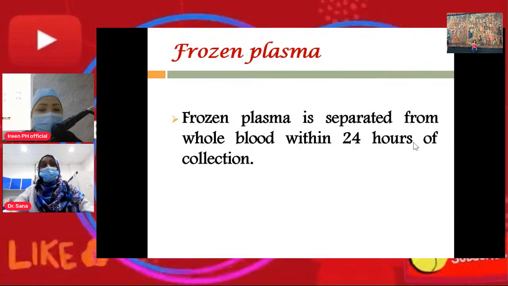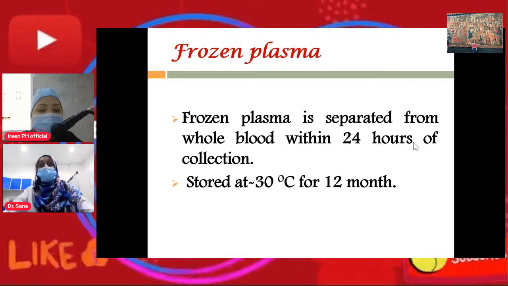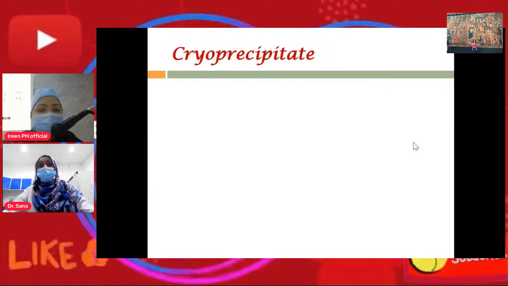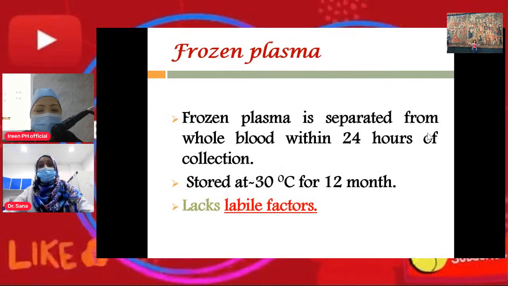Fresh frozen plasma is prepared from whole blood within 6 hours of blood collection. It is prepared from whole blood by single heavy spin or double centrifugation to prepare platelet at the same time. Stored at minus 30 for 1 year. Frozen plasma is separated from whole blood within 24 hours of collection, stored at minus 30 for 1 year, lacking labile factor.